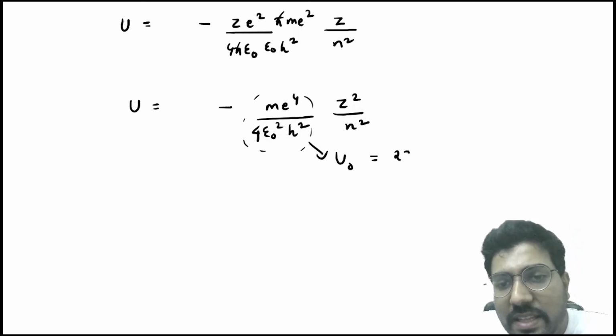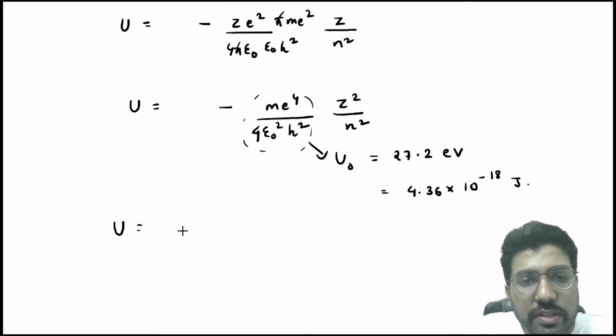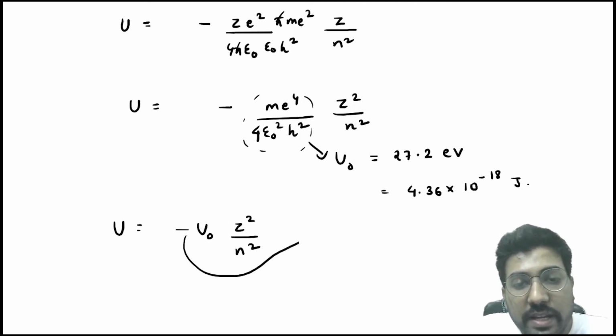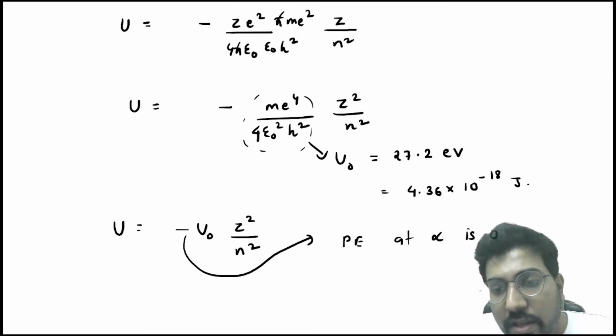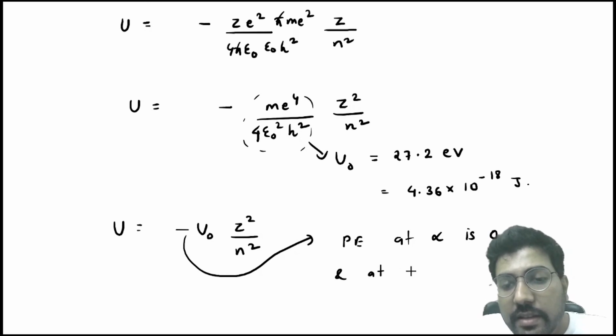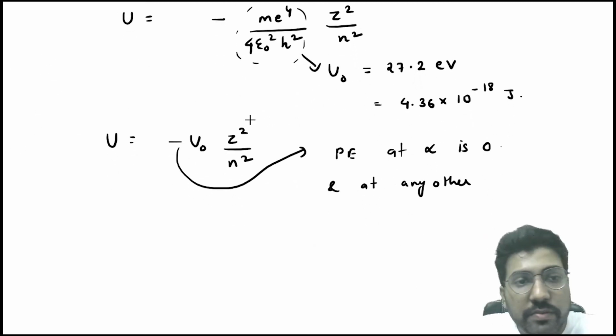So this is 27.2 electron volt, or you can say this is equal to 4.36 into 10 raised to the power minus 18 joule. Okay, so you can write U is equal to minus U naught into Z square by n square. Do not forget this minus. Potential energy at infinity is 0 and at any other point it is negative. Don't forget this negative.